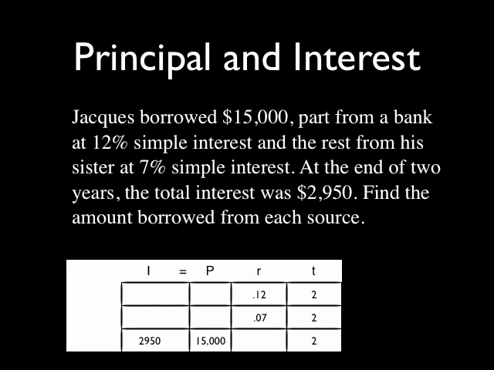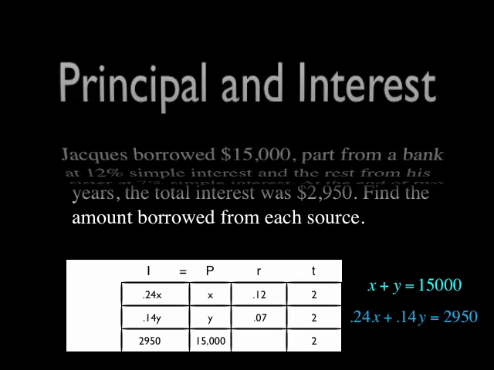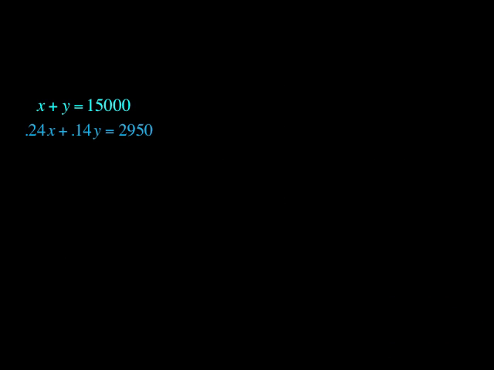Okay, again, it's asking for the amount borrowed from each source, so I put x and y in for P, because I'm looking for the original amount of money, the amount of money at the beginning of the story. And for I do principal times rate times time. x times 0.12 times 2 would give me 0.24x. y times 0.07 times 2 would give me 0.14y. So I have x plus y is 15,000 and 0.24x plus 0.14y equals 29.50. There's my system.